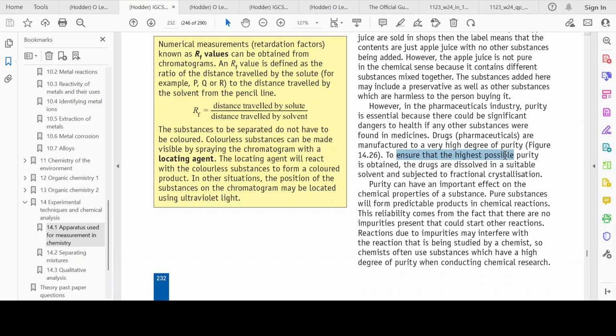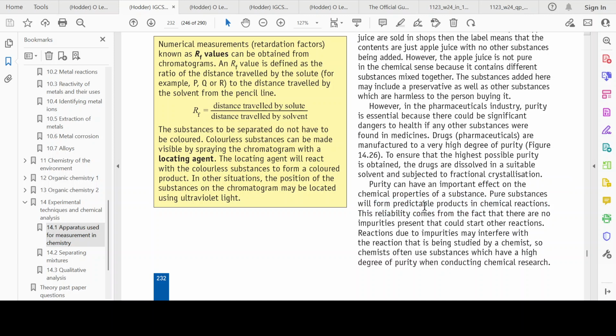To ensure that the highest possible purity is obtained, the drugs are dissolved in a suitable solvent and subjected to fractional crystallization. Purity can have an important effect on chemical properties of a substance. Pure substances will form predictable products in chemical reactions.